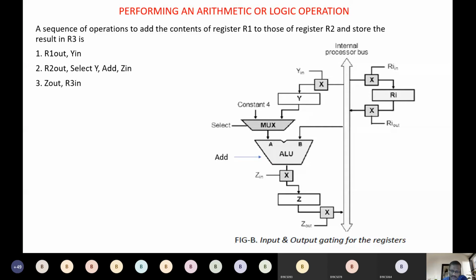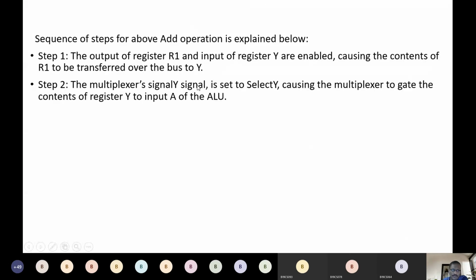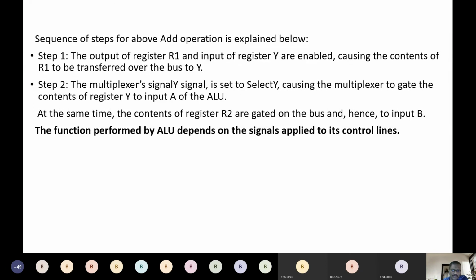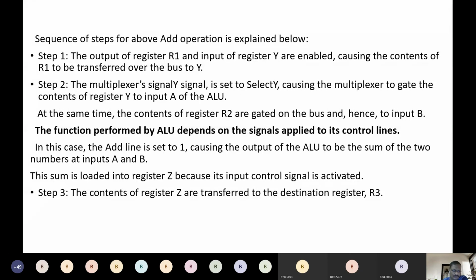I will give this video also so that you can play it once again. If you have any doubts, it will be clearer. Right. It is the same explanation: step 1, step 2, step 3, the same explanation I had given you, and how addition happens. All this you can see.